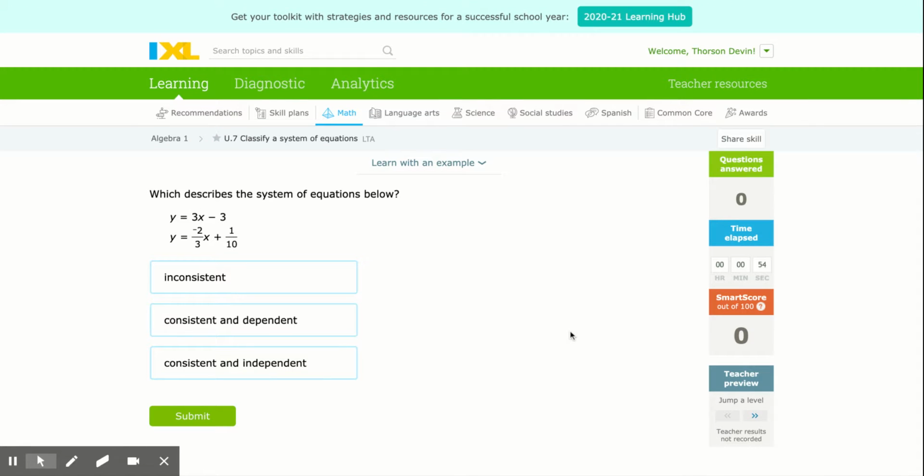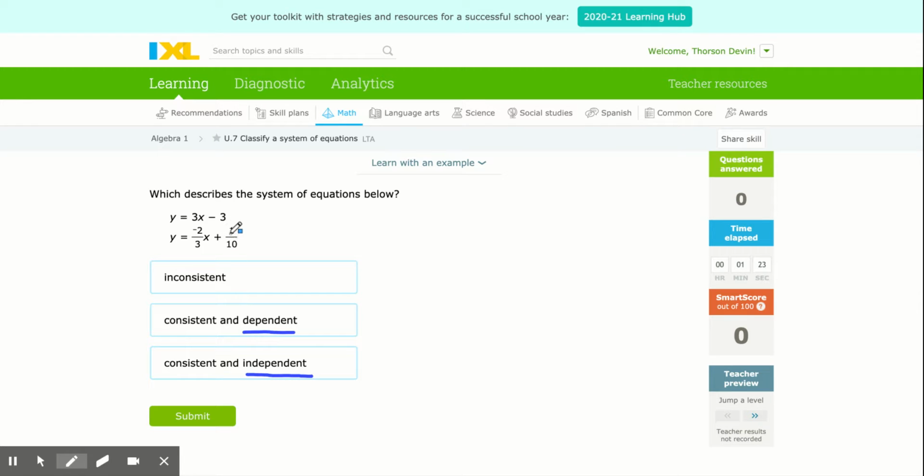Welcome. This lesson is just a continuation from the last one, except now we're going to tell whether it's consistent or inconsistent, dependent or independent without graphing it. It's very, very simple to do. What you're first going to do, and like I said, I always like to start with the dependent and the independent. Is it the same equation or is it not the same equation? Well, these two are definitely not the same equation.